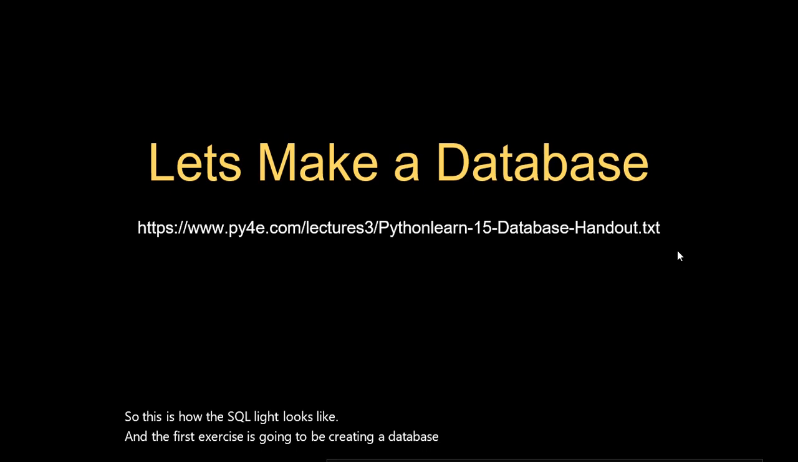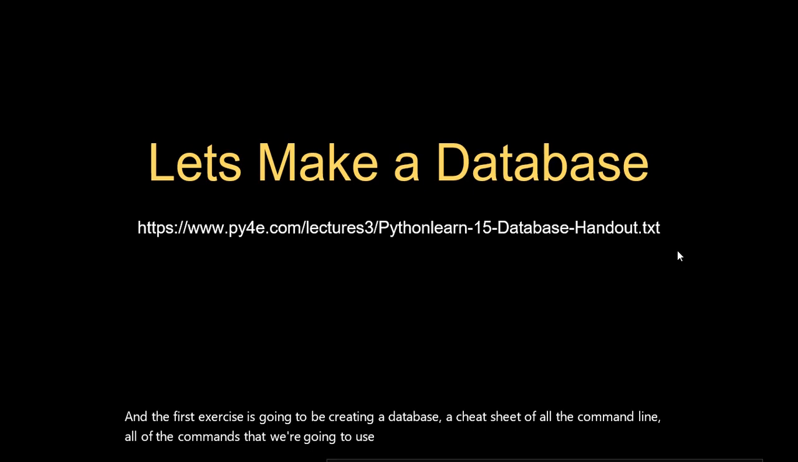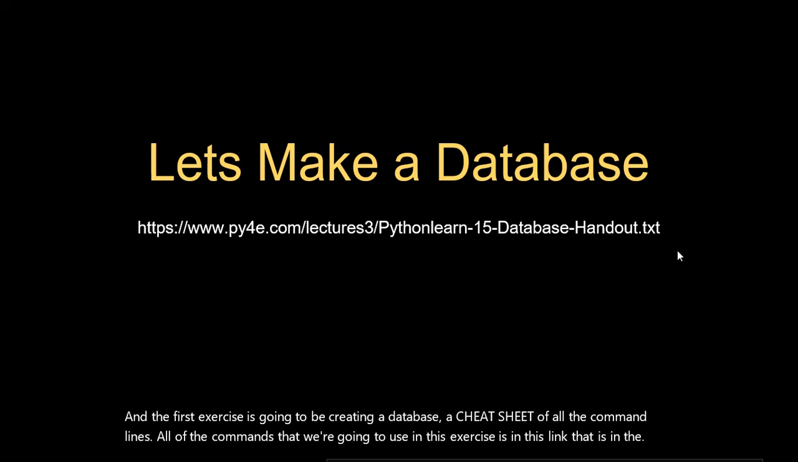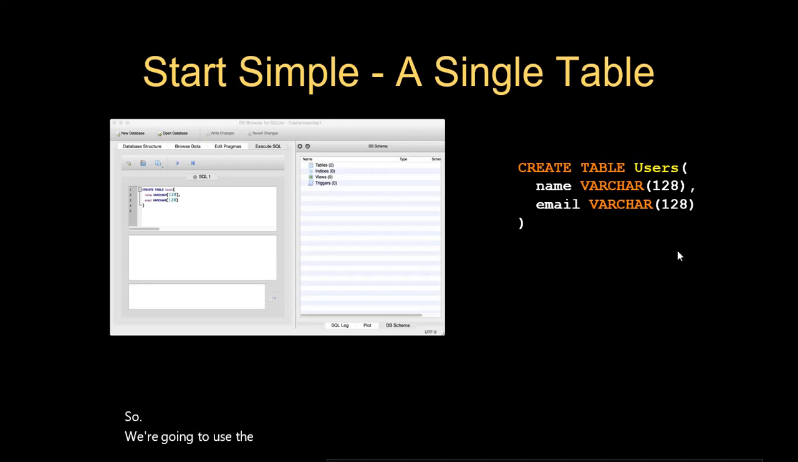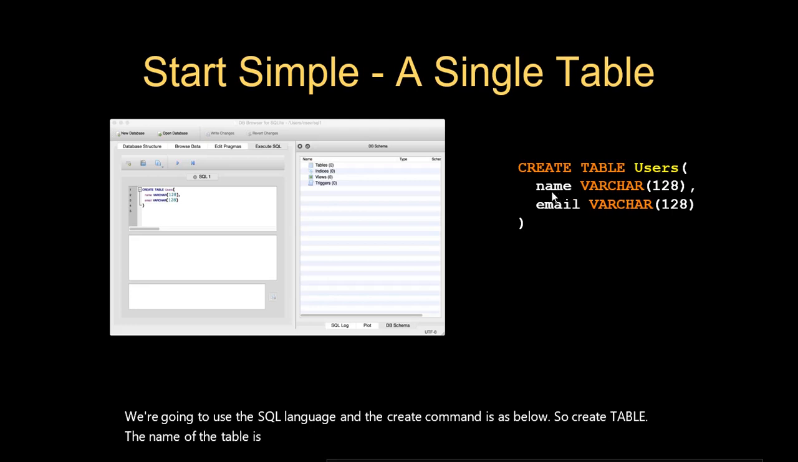A cheat sheet of all the commands that we're going to use in this exercise is in this link that is in the presentation. So we're going to use the SQL language, and the create command is as below. So create table. The name of the table is users in this case. We have two fields. We have name and email. Both of them are character up to 128.